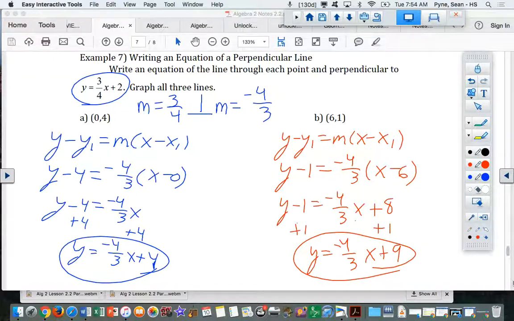All right. Now we have to graph all three of them on the back.